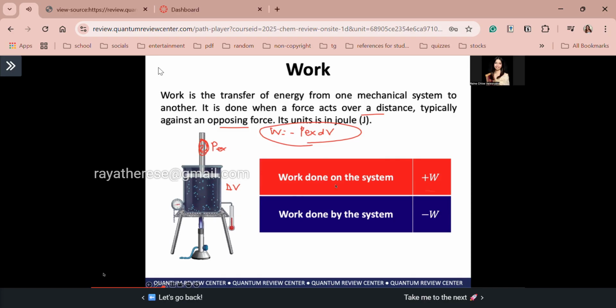So, guys, recap lang natin, when work is being done on the system, meaning sa system ginagawa yung work, okay, positive ang W, and the process is compression. But when the work is being done by the system, meaning si system ang gumagawa ng work, the W is negative. So, ang nangyayari dyan, the process is usually expansion. Okay?